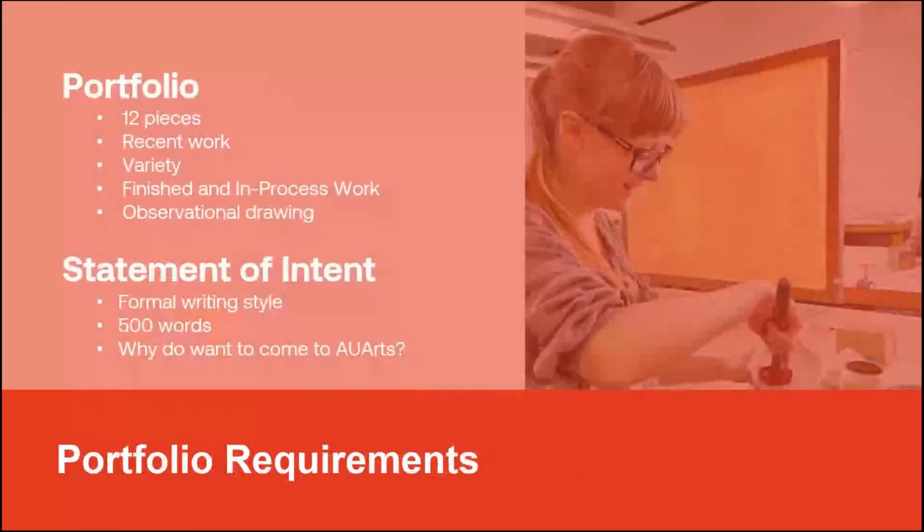Okay, let's move on to the portfolio. Now, the portfolio is the weightiest portion of the application. It's actually 70% of the score of your application is towards the portfolio. So it's really important that you build a strong portfolio. So these are the things we are looking for at Alberta University of the Arts in a portfolio. We're looking for 12 pieces of recent work.